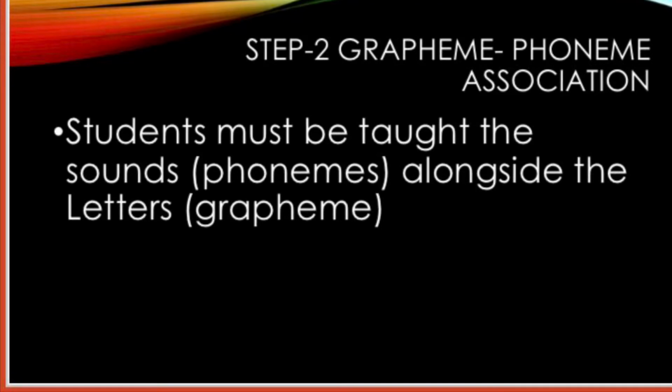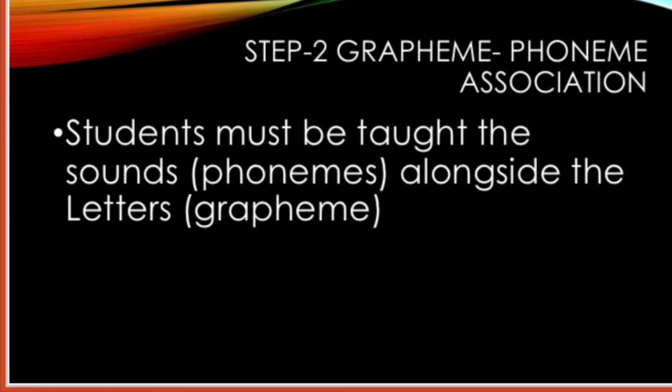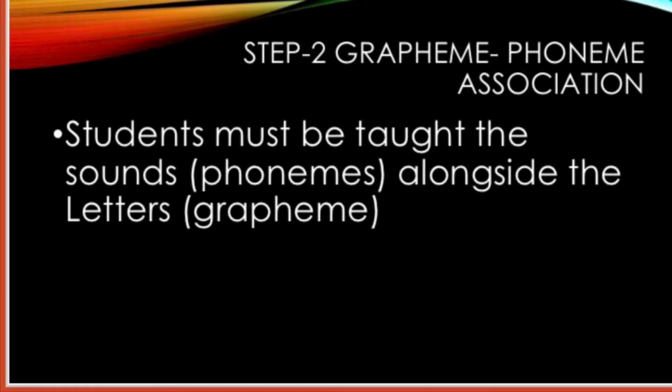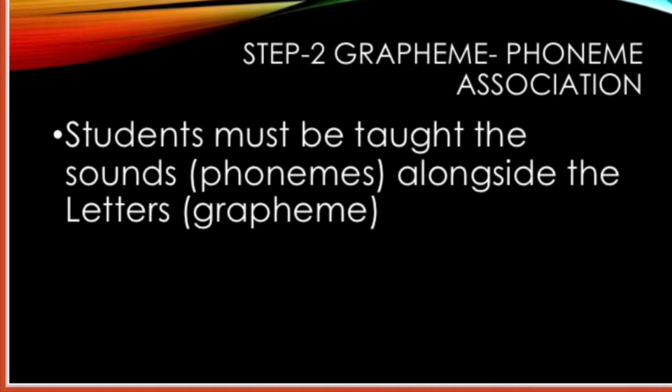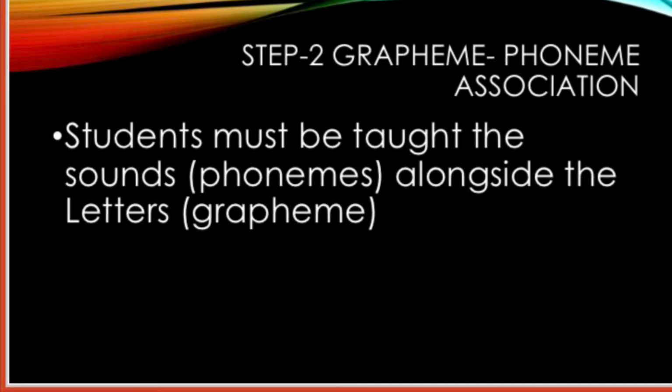In step 2 of teaching phonics to the young learners, we have to see how to teach letter sounds along with familiarizing the student with the graphic aspect of the language, which means how those sounds are written. So what is the letter related to a particular sound? This is called the phoneme grapheme association. Phoneme means the sound part of the letter and grapheme is its visual aspect.